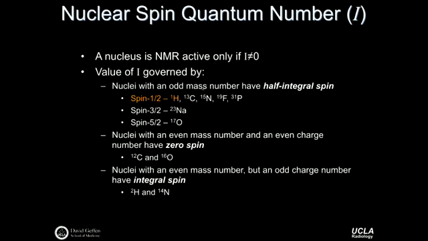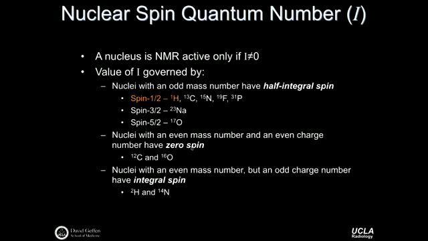If the nucleus has an odd atomic mass number, it's going to have half-integral spin. And that's the system we really mostly care about, right? So a spin-1/2 system like H-1 is the one that we're observing mostly. But you can also have, like I said, spin-3/2 systems or spin-5/2 systems. As long as they have an odd mass number, you're going to have half-integral spin.